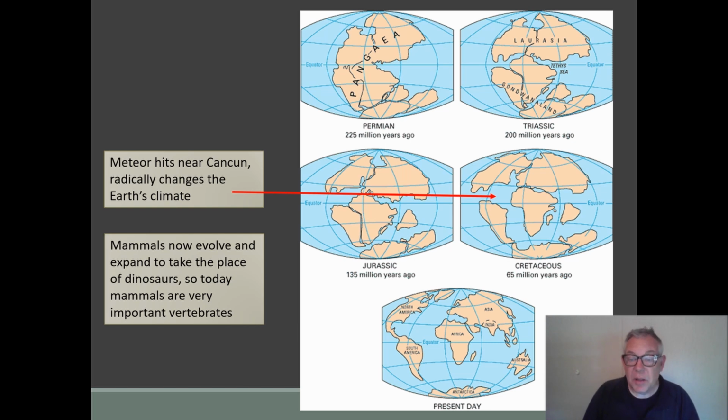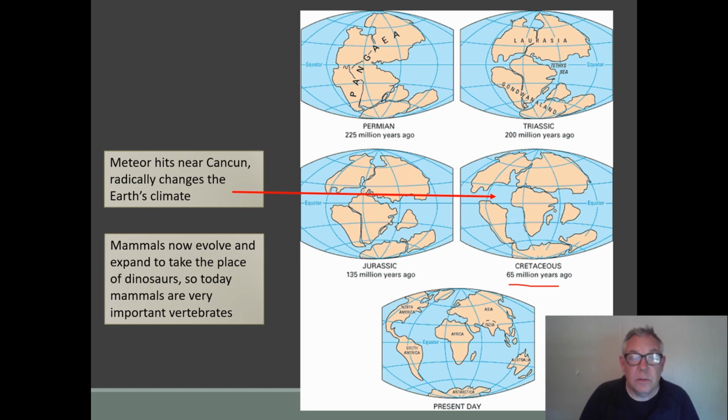So here we are about 65 million years ago. Imagine, we've got marsupials spreading, and we've got placental mammals spreading, but they're still very small. And then a meteor hits the Earth. And that meteor didn't hit too far from us. If you've ever been to Cancun, right around Cancun is where that meteor hit. If you look in the ocean, just off the coast of Mexico, you can see this giant crater, and that's where that meteor hit, and that radically changed the Earth's climate.